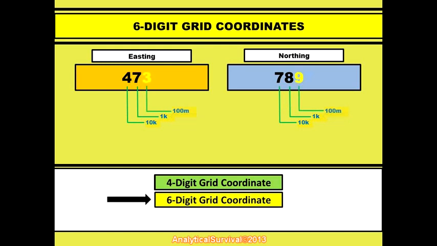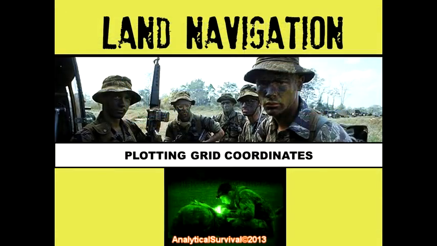Now, a 6-digit grid coordinate would simply add one more number to both the easting and northing in the 100 meter place value. And here it is. And as the place value likewise indicates, we'll be zeroing in on a 100 square meter area on the map. Now let's go plot this thing.